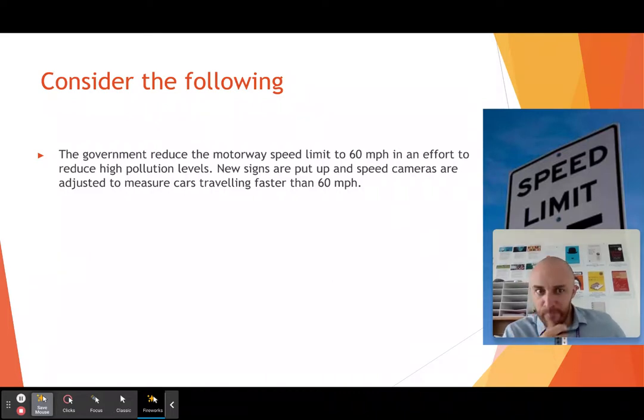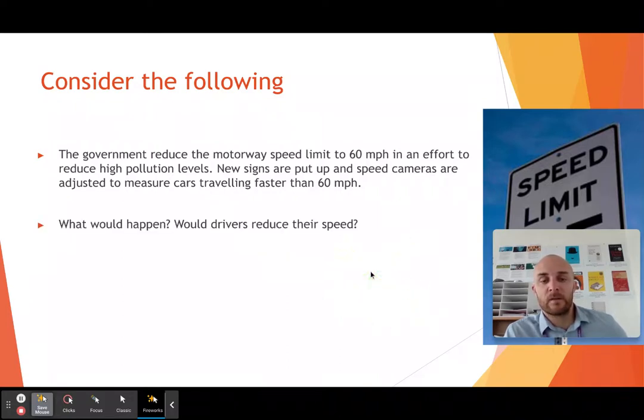And here's the example I've got. Consider the following. The government reduced this motorway speed limit to 60 miles an hour in an effort to reduce high pollution levels, which they have mooted before. New signs are put up and speed cameras are adjusted to measure cars going 60 miles an hour. Would drivers reduce their speed? Absolutely they would. If we reduced the speed limit down to 50 or 40 on the motorway, people generally would do it.